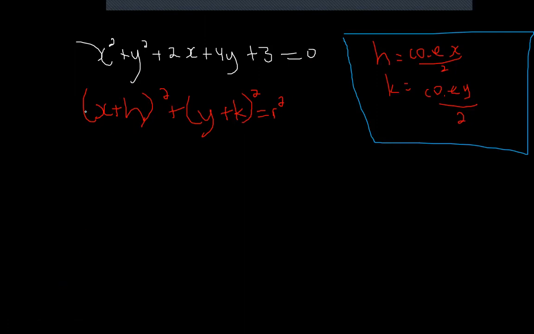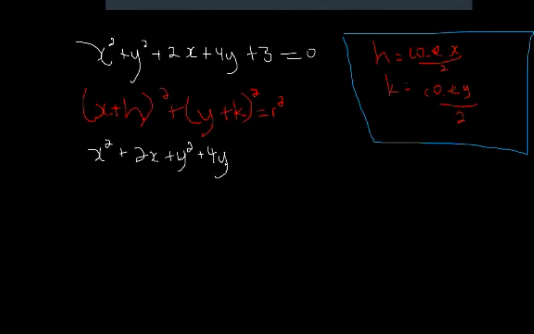So the first thing I would do is start grouping my terms. The terms with x will come together: x squared plus 2x. Then I'll have my y terms together, y squared plus 4y, plus 3 is equal to 0.